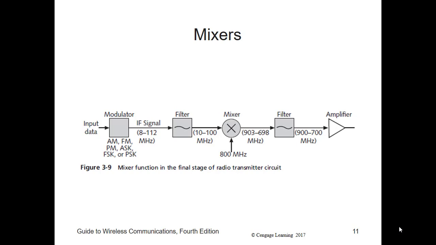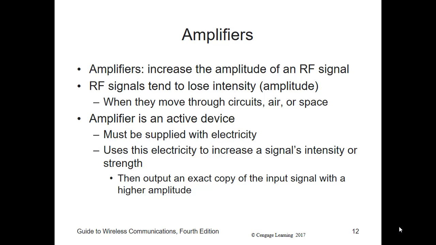So how do we get all this to us? Well, we have to have that signal, and then we have to boost that signal. We amplify that signal. The amplifier increases the amplitude, or the strength, of that RF signal. The amplifier is one of the first stages in the radio receiver circuit and one of the last stages in a transmitter. Its function is to boost the power of the signal received from the last filter stage before it is transmitted.